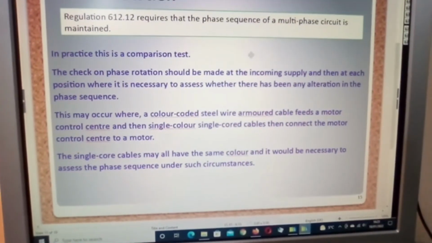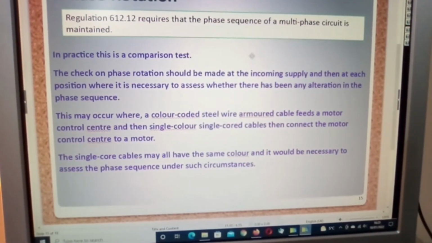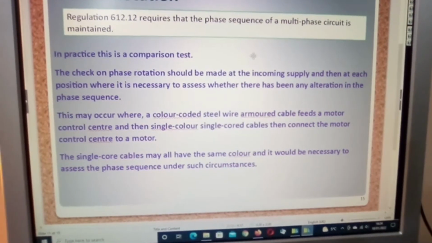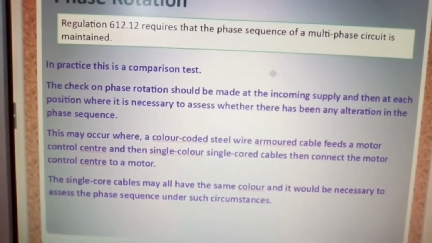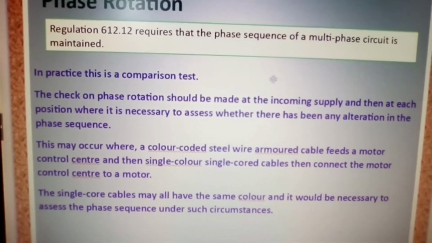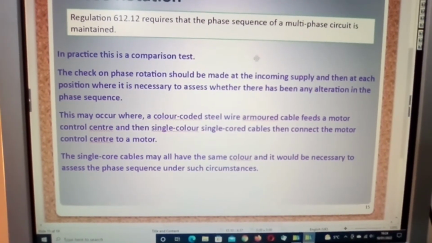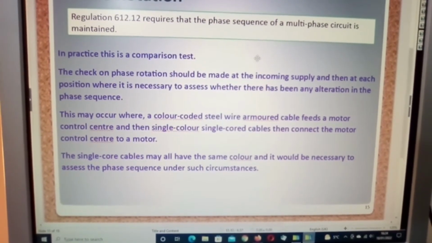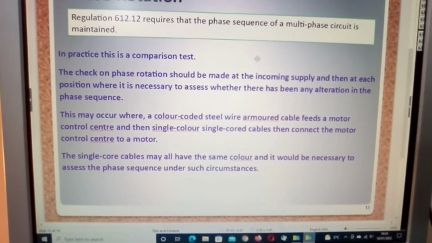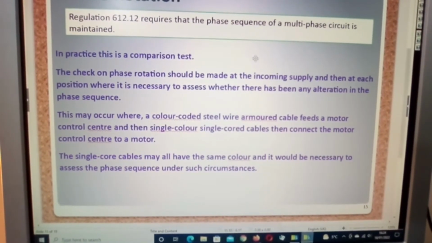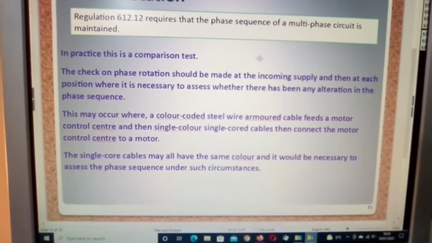Phase rotation. Again, regulation 612.12 needs to make sure that you are compliant with this and check that you are up to date in regards to the current regulations at all times.